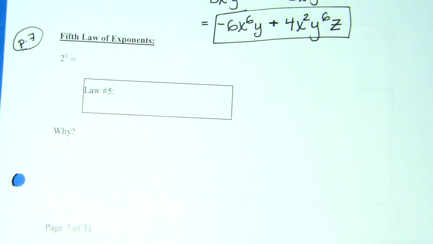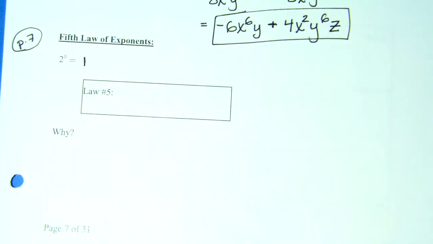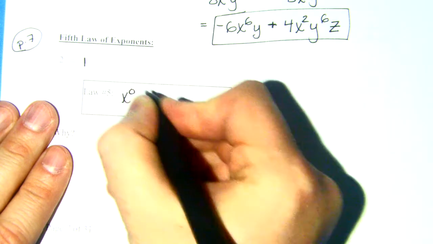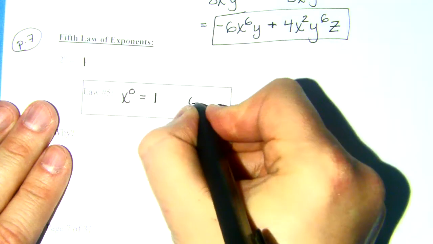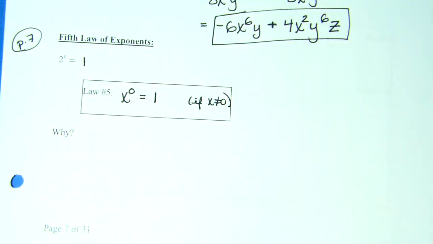First one, go to your calculator and tell me what 2 raised to the 0 power is. 2 to the 0 should give you 1. Try something else raised to the 0. Are you still getting 1? Law number 5 says that x raised to the 0, anything raised to the 0, is going to be 1. Actually, not quite. If x itself isn't 0, we can't do the problem 0 raised to the 0. Maybe we'll talk about that in a moment. But right now our rule is anything raised to the 0 power is 1.